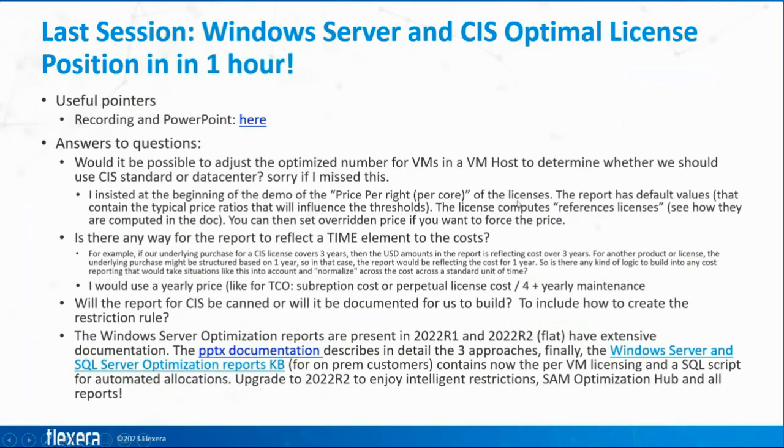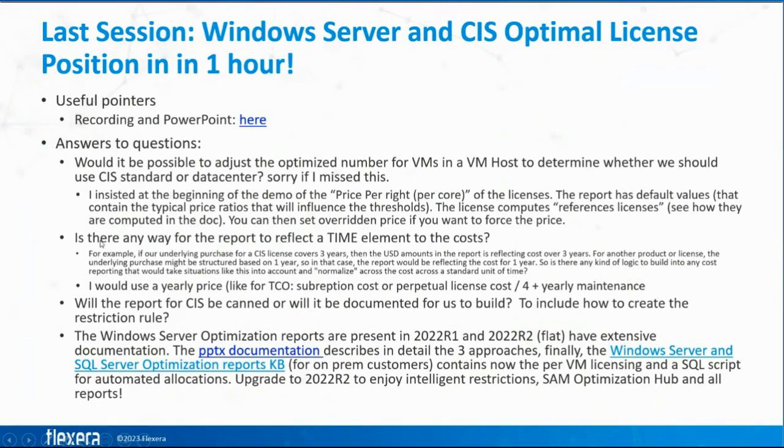And what is important is the threshold between the CIS data center and CIS standard edition licenses. The ratio of the cost determines the threshold, which is typically 10 virtual machines for a host. Beyond that, it becomes more interesting to use data center edition. So really, this is all about the cost and the price, and making sure that you either use the default or set the price on your licenses, which will be used by the report as default reference licenses.